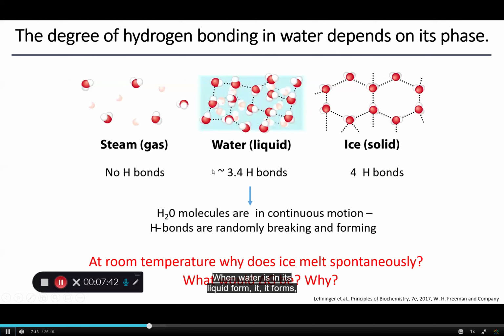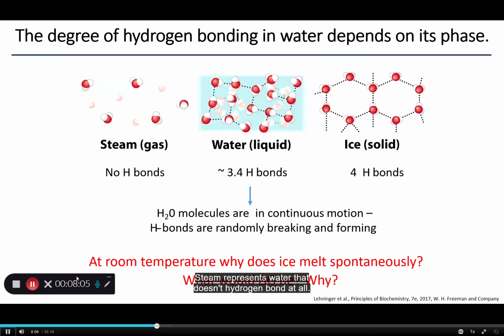bonds. When water is in its liquid form, it forms on average about 3.5 hydrogen bonds with neighboring water molecules. But because they're in continuous motion, they're constantly breaking and reforming. So we don't say that it has 4 hydrogen bonds. It has slightly less than that, since the energy created by the movement of the molecules is enough to break up those hydrogen bonds really easily. Steam represents water that doesn't hydrogen bond at all. The molecules are too far away, too dispersed, and so no hydrogen bonds are formed between water molecules in its gaseous state. And at room temperature, ice will melt spontaneously because the delta G is negative.